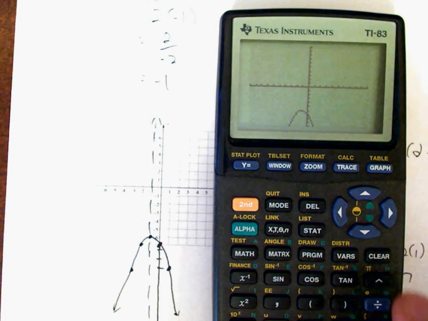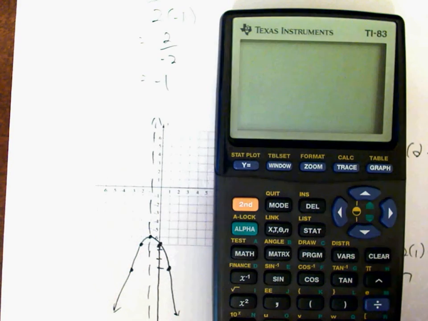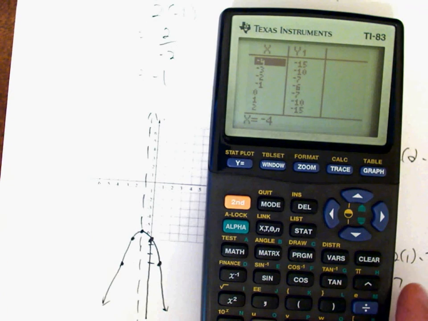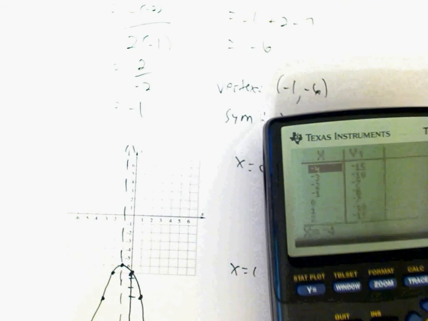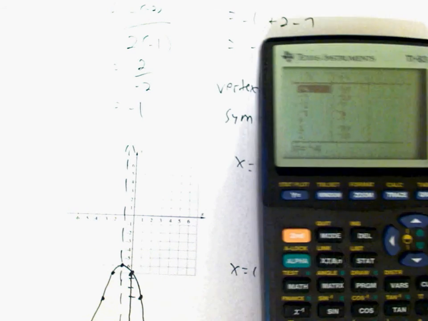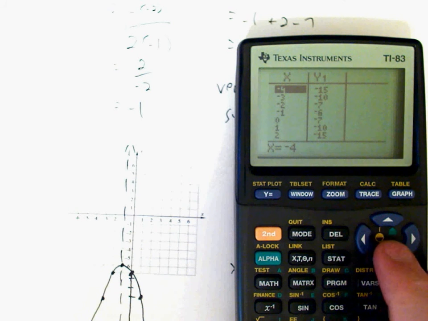One thing you can do to help you with the points is hit second, table. And you should start seeing some of the same points that I used. Negative 1, negative 6, I mean, is the vertex. Make sure you're using the right one. And you'll see that I also used 0 comma negative 7, and you also see that I used 1 comma negative 10.